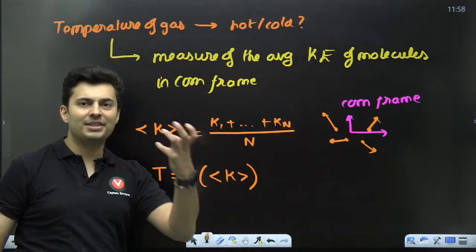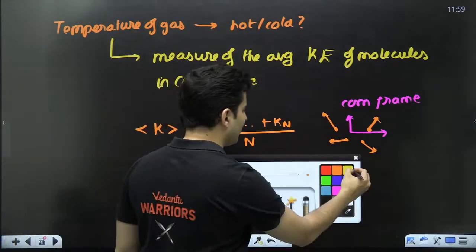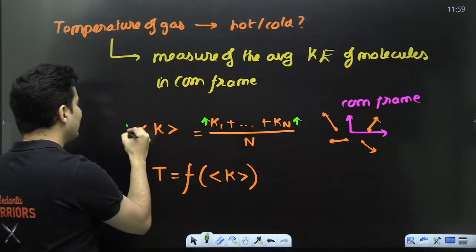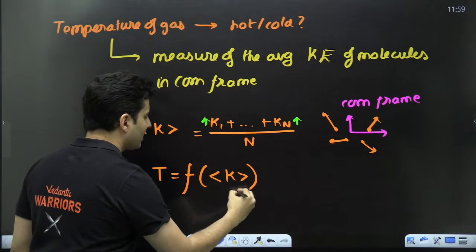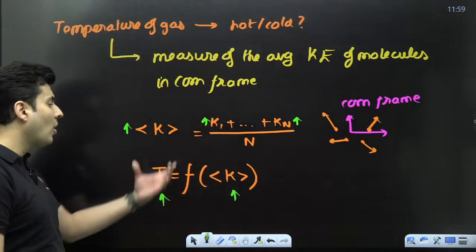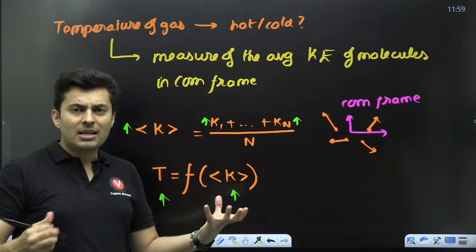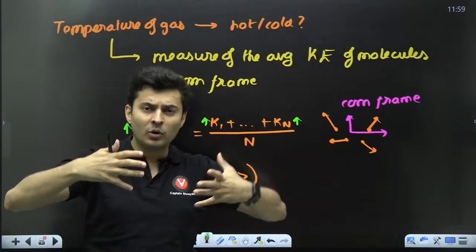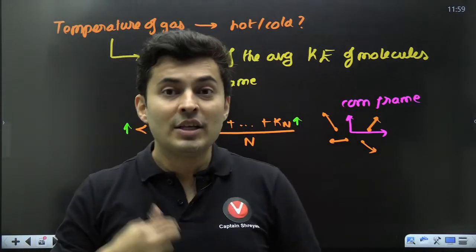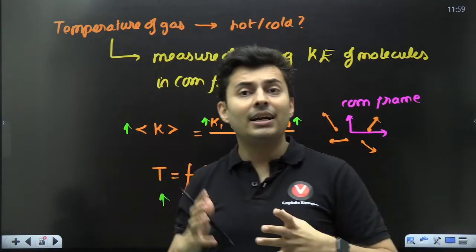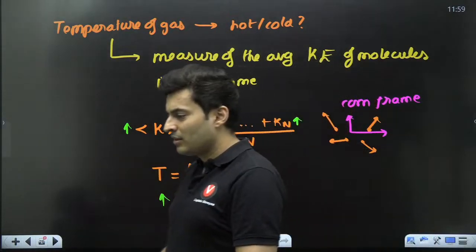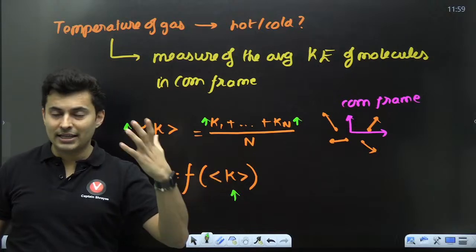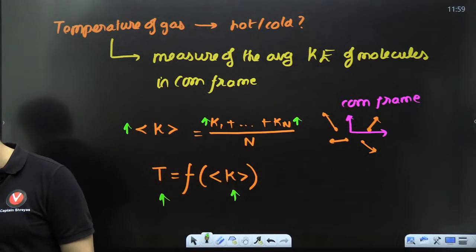Temperature is some function of this average kinetic energy. If the speeds increase, the average kinetic energy also increases, and once the average kinetic energy increases, you will see the temperature also goes up. So temperature is nothing but how many molecules are vibrating, are they traveling more, are they having more speeds, are they rotating more. If they have more kinetic energies, then it has more temperature. More temperature just means more kinetic energies, more vibrations, more speeds, and all of that.